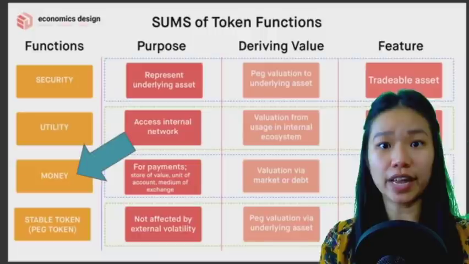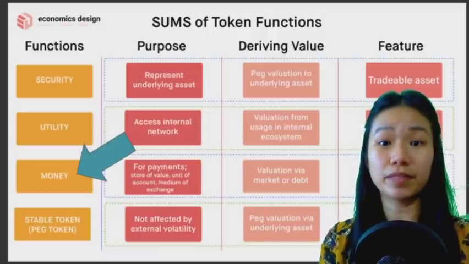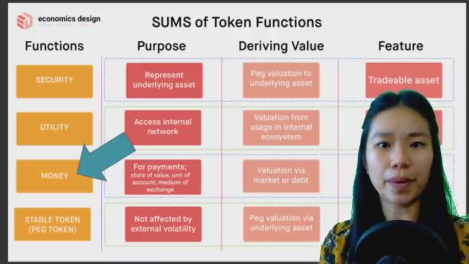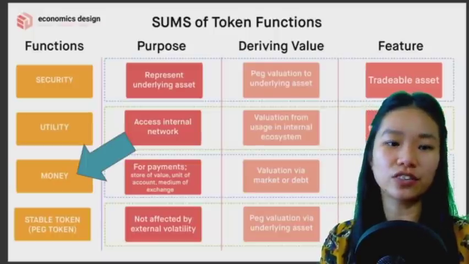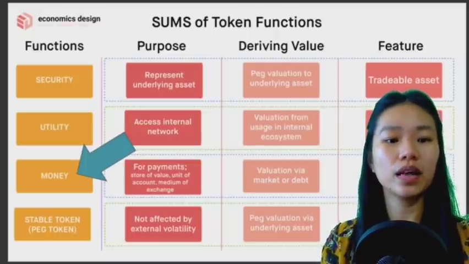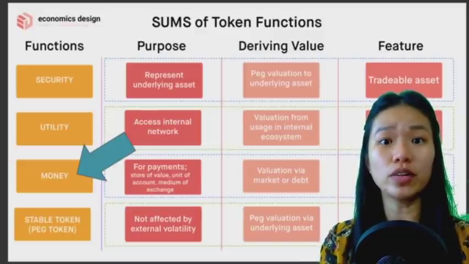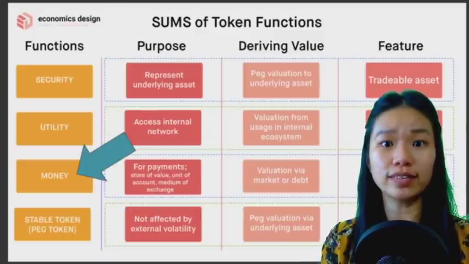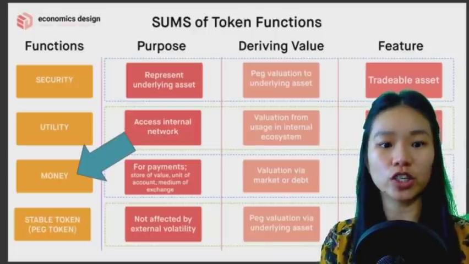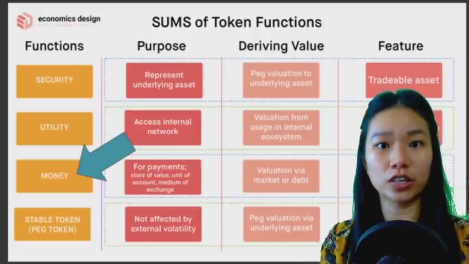The last function in token functions is stable token. I will also call it a peg token, but SUMP sounds weird, so SUMS it is. A peg token is a token that is a lot more stable. It doesn't have much fluctuation in the price. Technically, it's not supposed to have fluctuation in the price. It's not affected by external volatility.